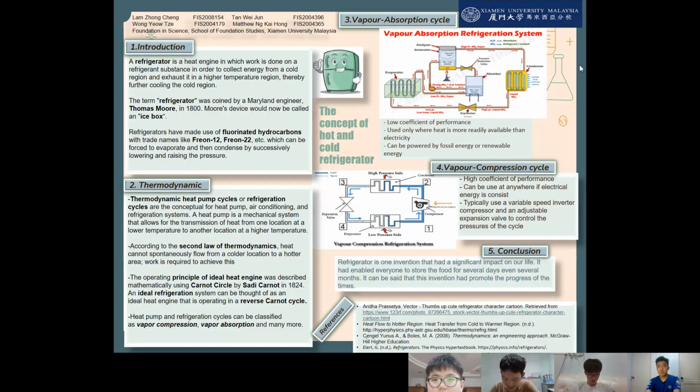Some simpler applications with fixed operating temperature, such as a domestic refrigerator, may use a fixed speed compressor and fixed aperture expansion valve. Applications that need to operate at a high coefficient of performance in very varied conditions, as is the case with heat pumps where external temperature and internal heat demand vary considerably through the seasons, typically use a variable speed inverter compressor and an adjustable expansion valve to control the pressure of the cycle more accurately. Since the time is running out, let's conclude all the points up.